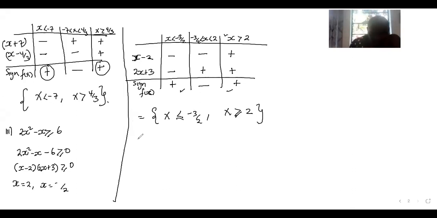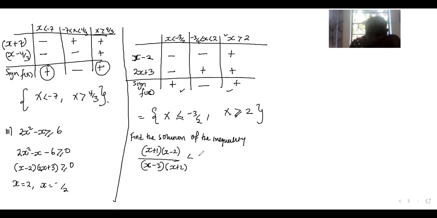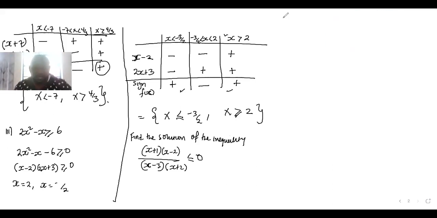Okay. Another question. Find the solution of the inequality. So we have a question here. As you can see, it wants us to investigate the solution for that inequality. And now it has been given when it has already been factorized to linear functions. We just need to identify critical points.